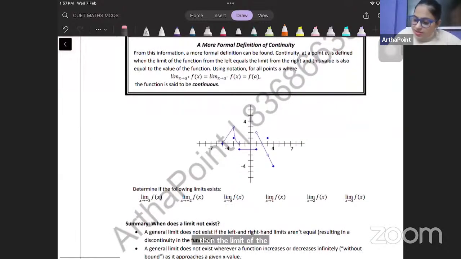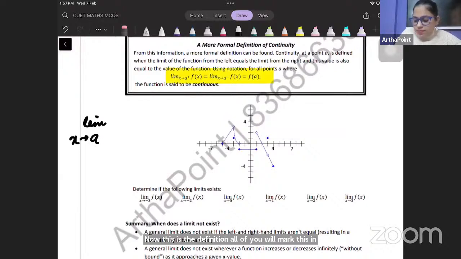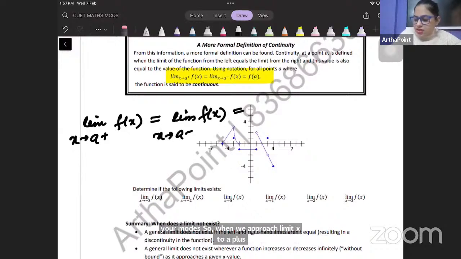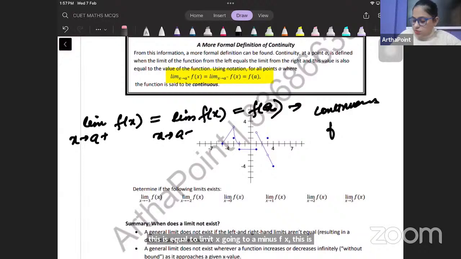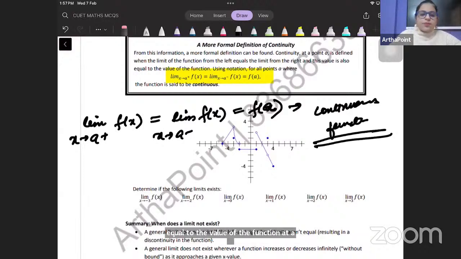Now, this is the definition. All of you will mark this in your notes. So when we approach, limit x to a plus f(x) is equal to limit x going to a minus f(x), and this is equal to the value of the function at a, तब हम इसको बोल देते हैं that it is a continuous function.